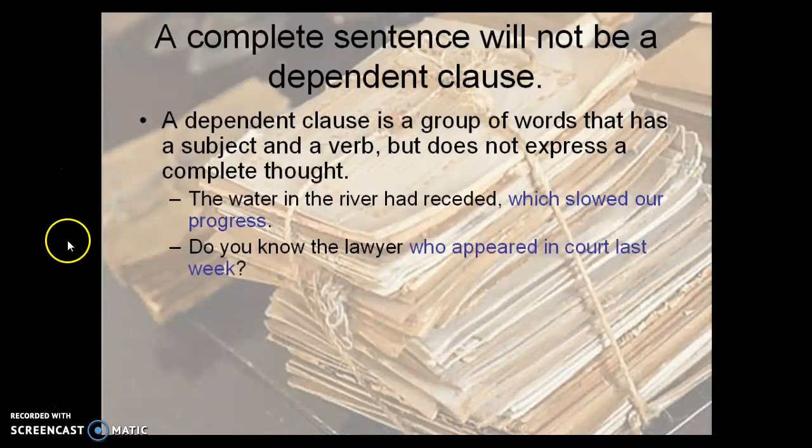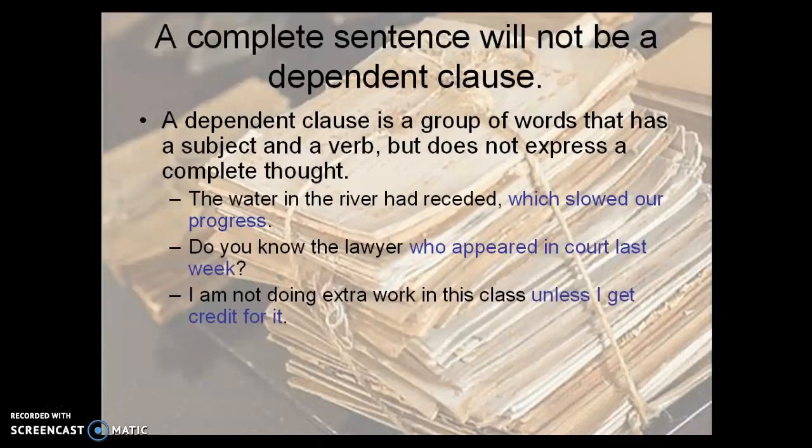The next one: "Do you know the lawyer who appeared in court last week?" The complete sentence is the entire thing. In blue, we have our dependent clause, who appeared in court last week. And we need the rest of the sentence for it to express a complete thought, for it to make sense.